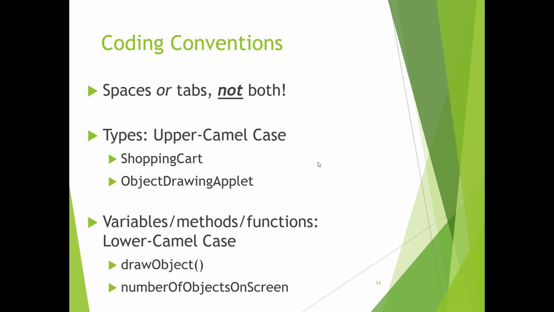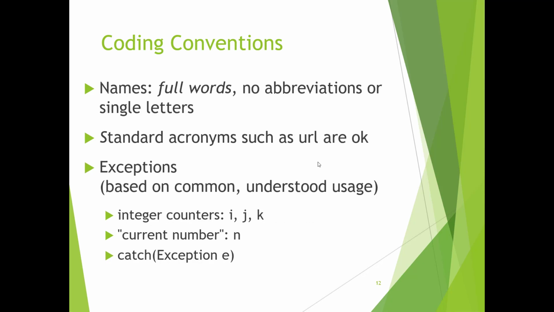Variables, methods, or functions are lower camel case, so draw object, number of objects on screen, something like that. Make the names long enough to be descriptive, but not so long that you're throwing in extra words, like this is the number of objects that are currently on the screen. Number of objects on screen is going to be perfectly sufficient for that. Or number screen objects, something like that.